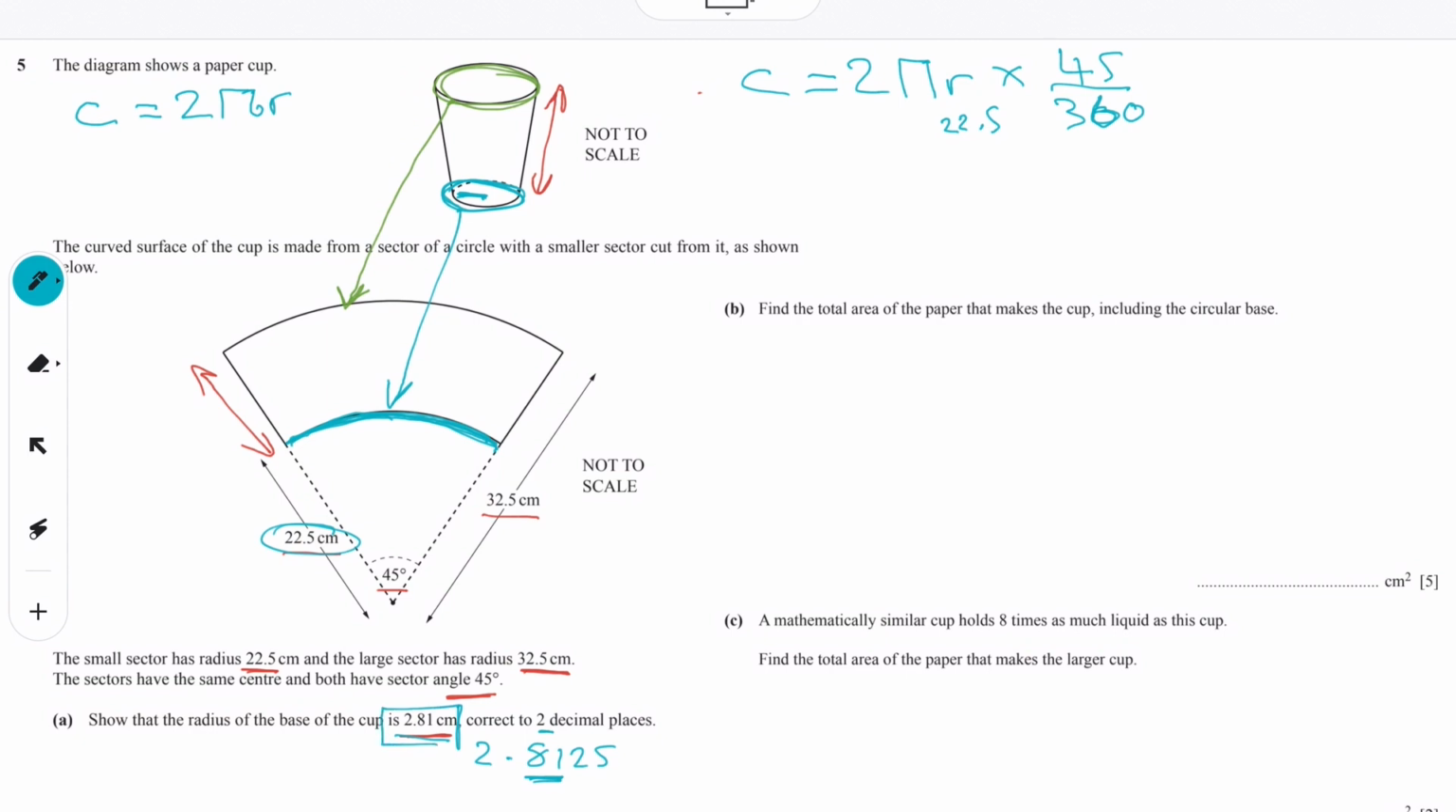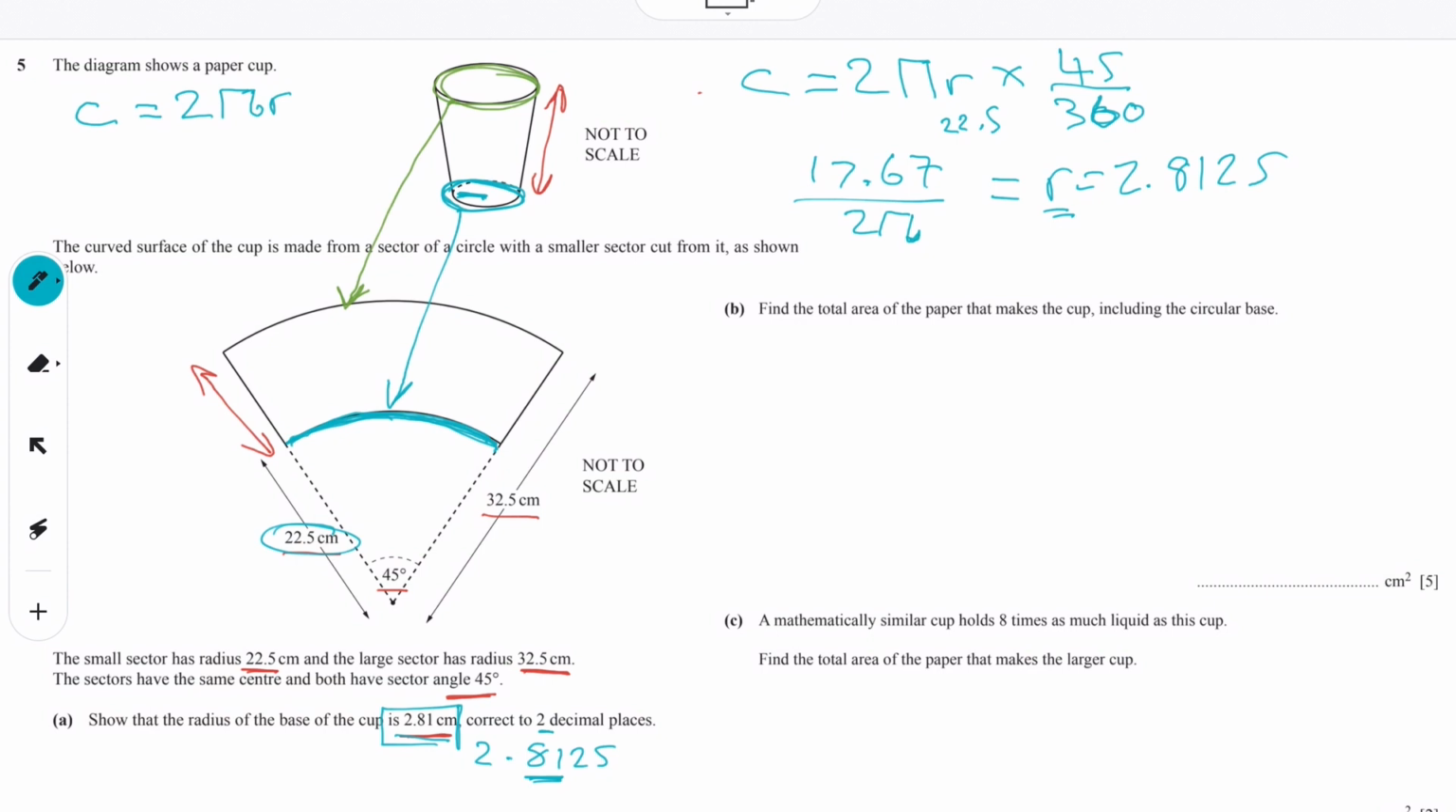So doing it this way, and then dividing this 17.67 by 2 pi, I get a value of r, which equals 2.8125. Okay, just make my r a little bit neater. Okay, so that is the answer for A, working on that first sector there.